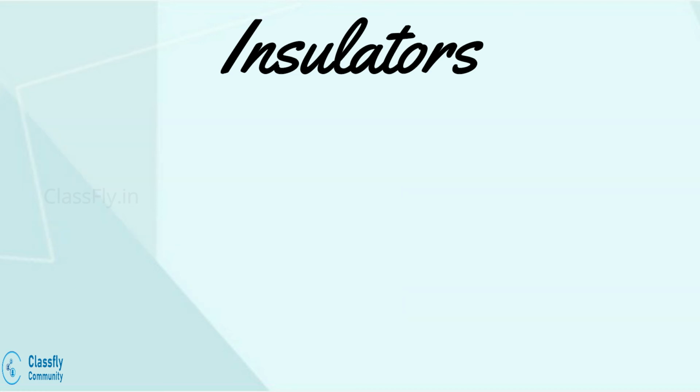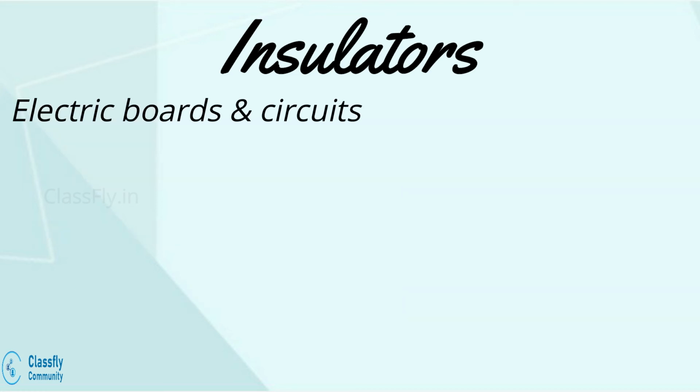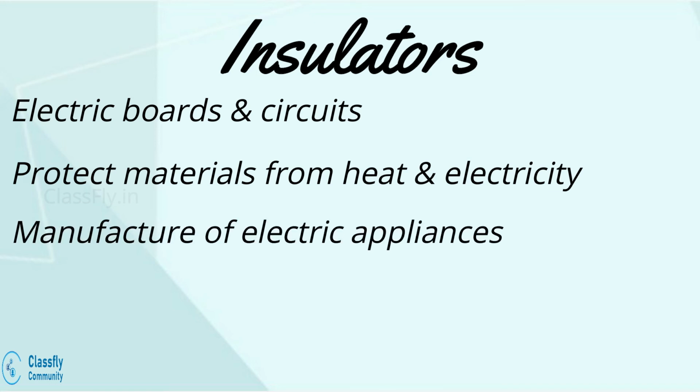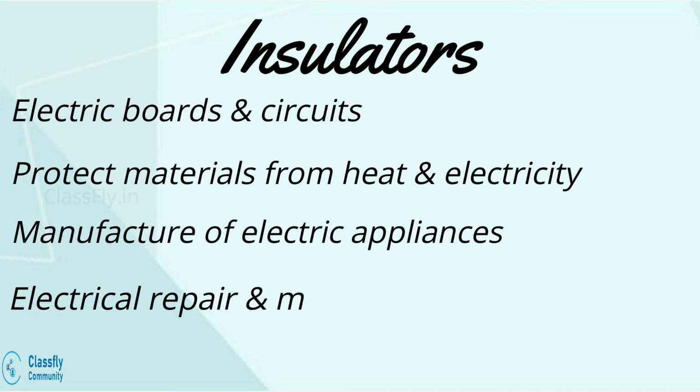Well, insulators are widely used in electric boards and circuits used to protect the materials from heat and electricity. Rubber and plastics are used in the manufacture of everyday products and electric appliances to prevent electric shocks, and also are used in electrical repair and maintenance devices for safety purposes.